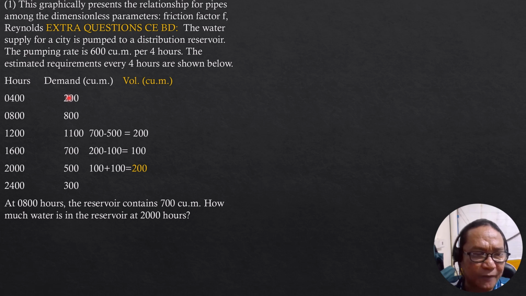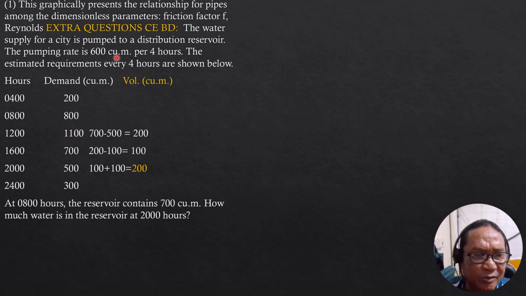period. So for the volume in cubic meters in the reservoir, since it is stated here that at 8 a.m. the reservoir contains 700 cubic meters. So how much water is in the reservoir at the 20th hour, or at 8 p.m.? So at 8 a.m. it contains 700 cubic meters.